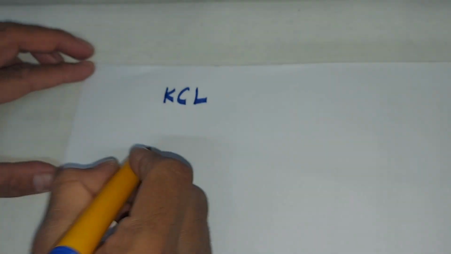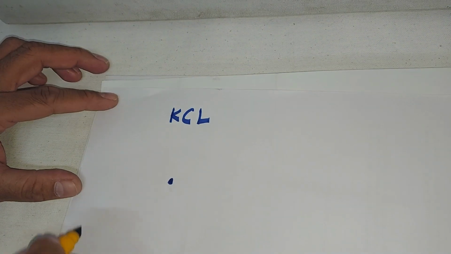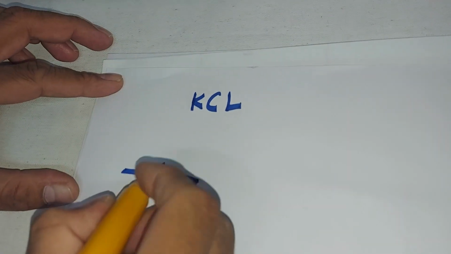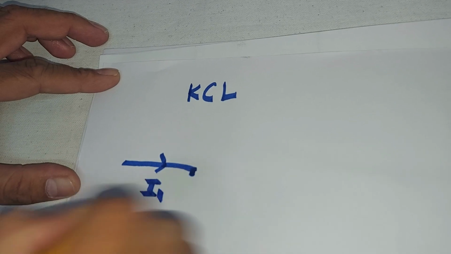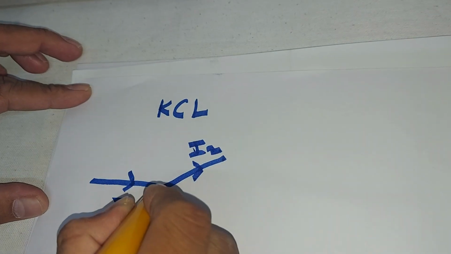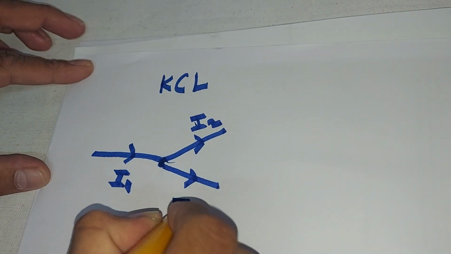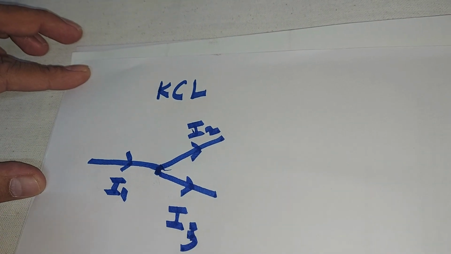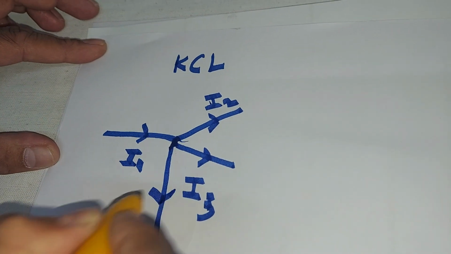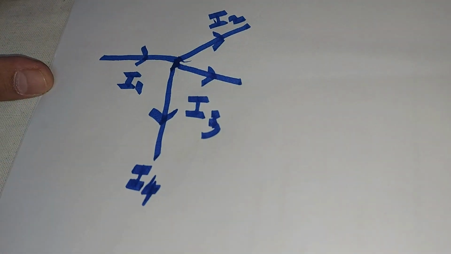So, if we have any junction point, for example, I have this point here and there is some incoming current over there, say I will call it I1, and there are some outgoing currents, say I will call it I2, then I3 and say I4. So, there can be any number of incoming currents and any number of outgoing currents.